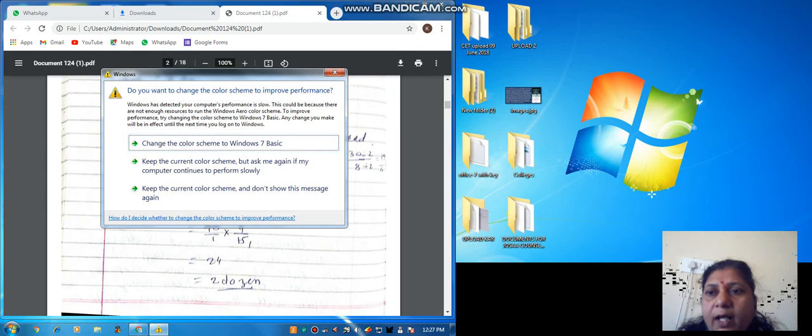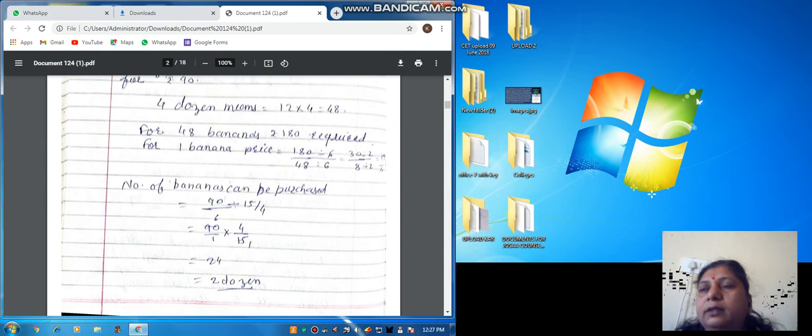Now the number of bananas that can be purchased for rupees 90 is equal to 90 divided by 15 upon 4. Why is that? Because the amount we have is 90 rupees and 15 upon 4 is the price of one banana. Okay? Then we can calculate the number of bananas. Total amount divided by the price of 1 banana, we get the number of bananas. So 90 divided by 15 upon 4. So 90 multiplied by the reciprocal of this.